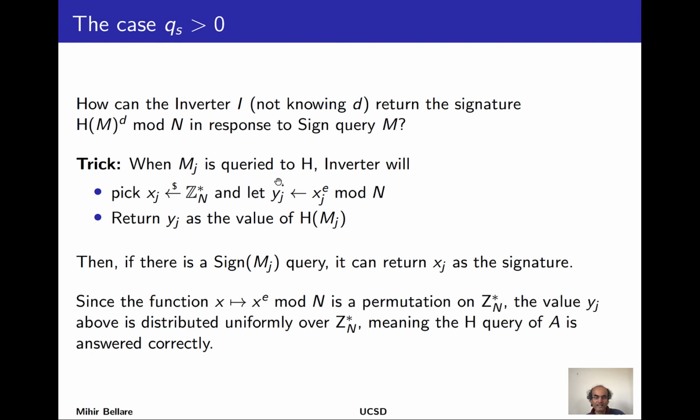What you do is you don't create a random point in Zn star as the answer, but rather you start with some other random point in Zn star and encrypt that under RSA and provide that as your answer to the hash query. Right? So the answer to the hash query is a point in Zn star, but of a specific form. It's the encryption of another random point, and our inverter knows what the xj is. Why is this helpful? Now, what is hash of mj to the d? Well, it's xj to the ed, but ed is 1, so it's just xj. And so this value here is the signature, right?